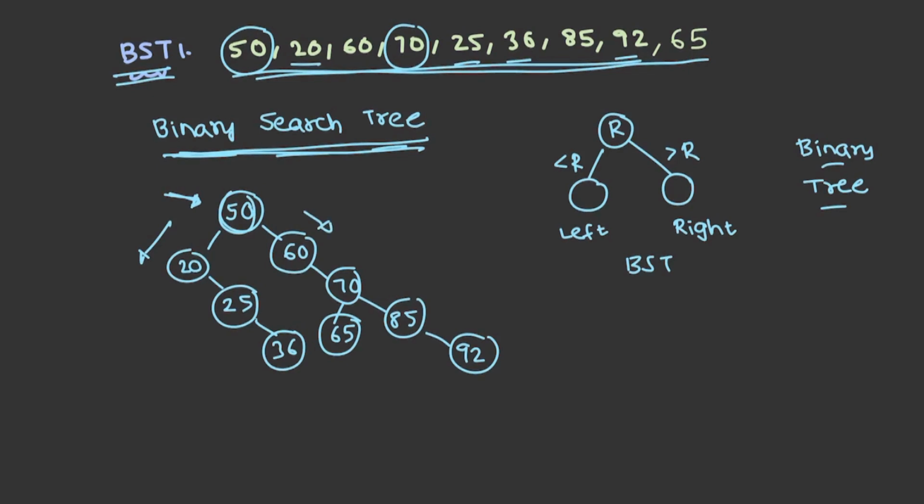If you want the least element of the entire tree, you just go to the last node on the left side. So, this is the last element on the left side. So, 20 is the smallest element. Similarly, if you want the largest element, you have to go to the rightmost. This is the final and largest element. So, 92 is the largest element in this tree.